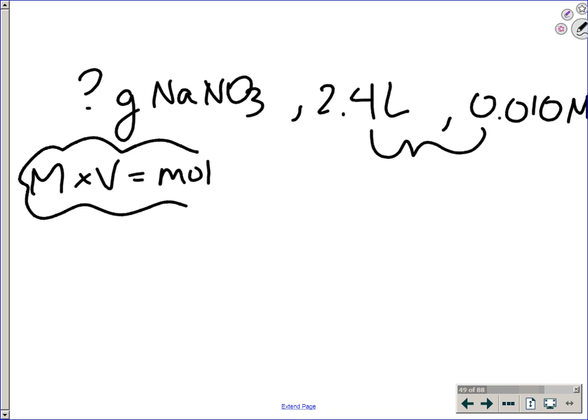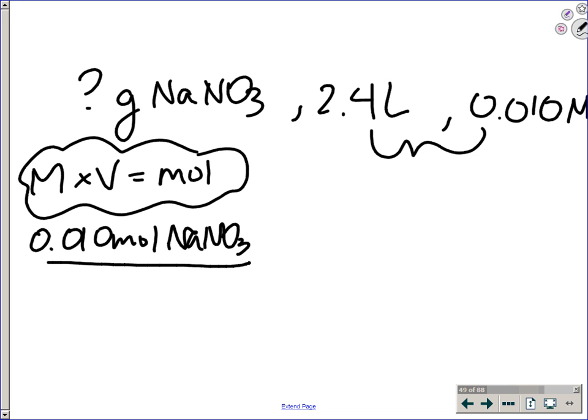And that's not just memorizing that M times V is moles. That's a common mistake we make, just memorizing. Really what we should do is ask, what are molarity's units? What are the units of this molarity? 0.010 moles of sodium nitrate provided in 1 liter of solution.